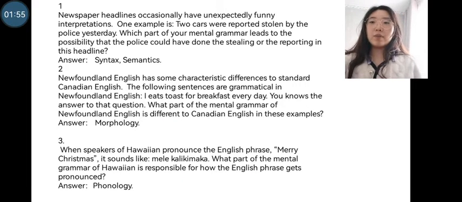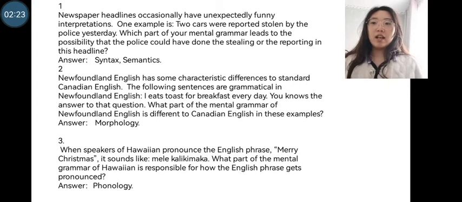Here are some examples for the mental grammar. Firstly, newspaper headlines occasionally have unexpected funny interpretations. One example is "Two cars were reported stolen by the police yesterday." Which part of the mental grammar leads to the possibility that the police could have done the stealing or the reporting in the headline? The answer is syntax and semantics.